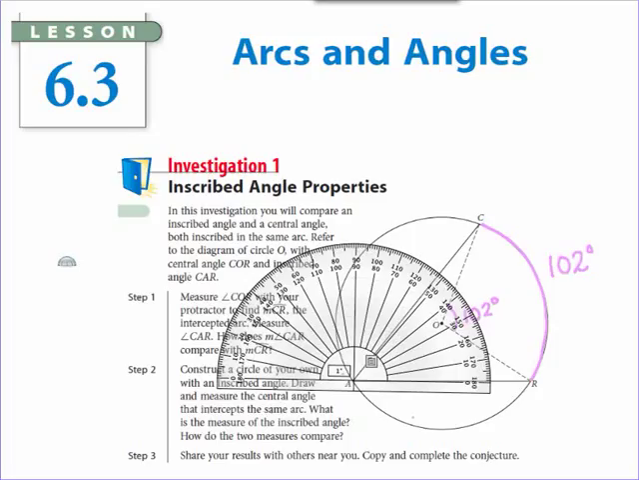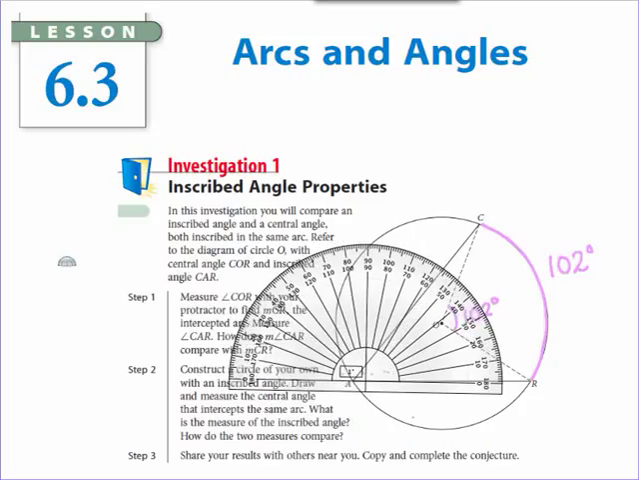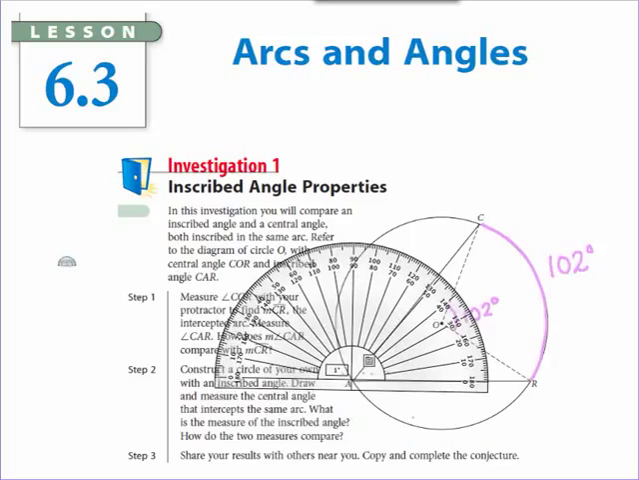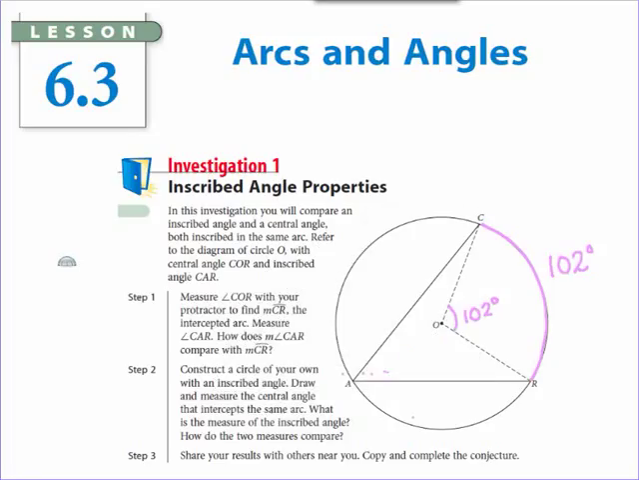So close. What does it look like? Let's maybe move it over a little bit more. Well, we'll try that again. There we go. Let's try to line that up a little bit better. What does it look like? It looks like it measures 51 degrees. So now I know that this angle inside here measures 51 degrees.